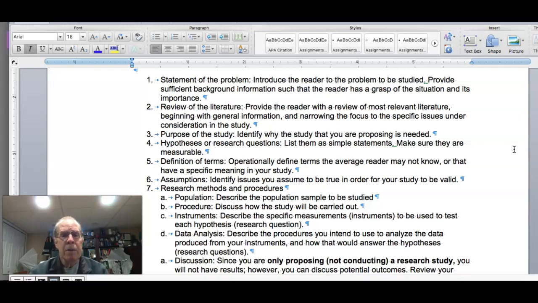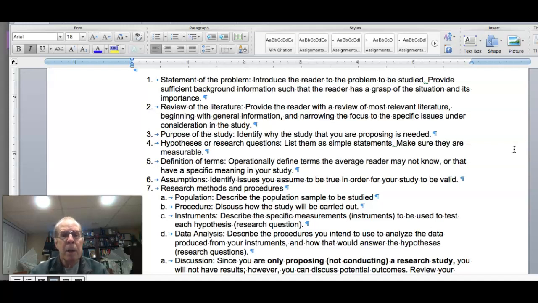And then list your hypothesis, your research question. Some of you listed multiple research questions, and every single one would be a separate study. So you just want a research question related to the study you're going to do. Define the terms in terms of how you will use them in your study. Assumptions, identify issues you assume to be true in order for your study to be valid.